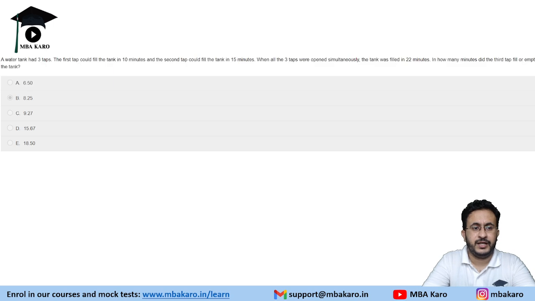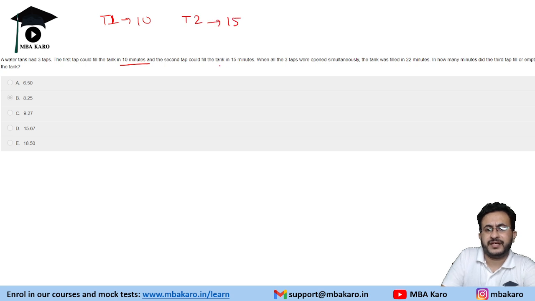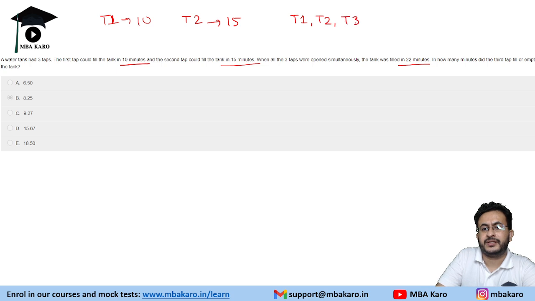Next question. A water tank had 3 taps. The first tap could fill the tank in 10 minutes. Okay, tap 1 fills in 10 minutes. Second tap can fill the tank in 15 minutes. When all 3 taps were opened simultaneously, the tank was filled in 22 minutes. So when we use T1, T2 and T3, the tank gets filled in 22 minutes.